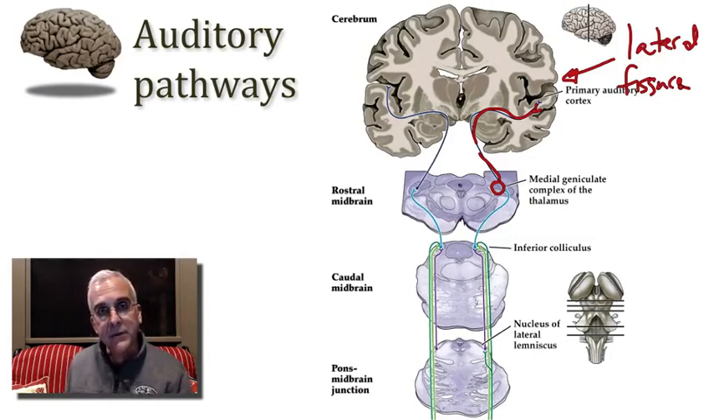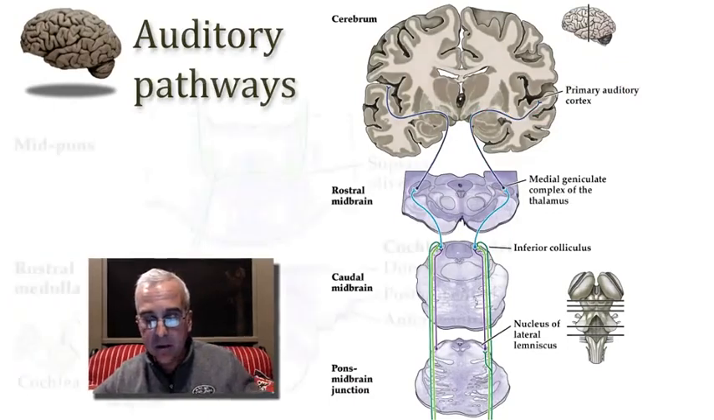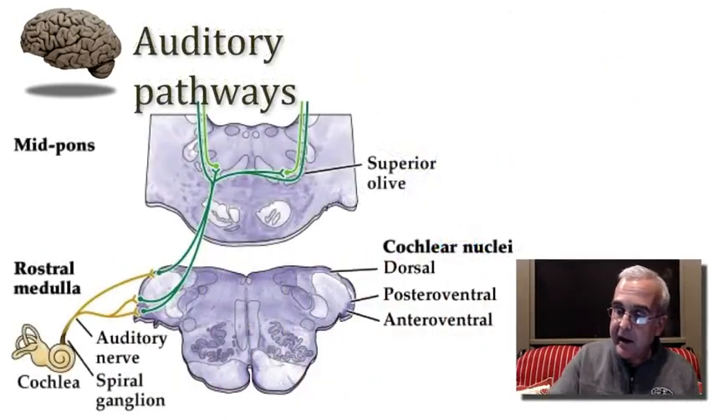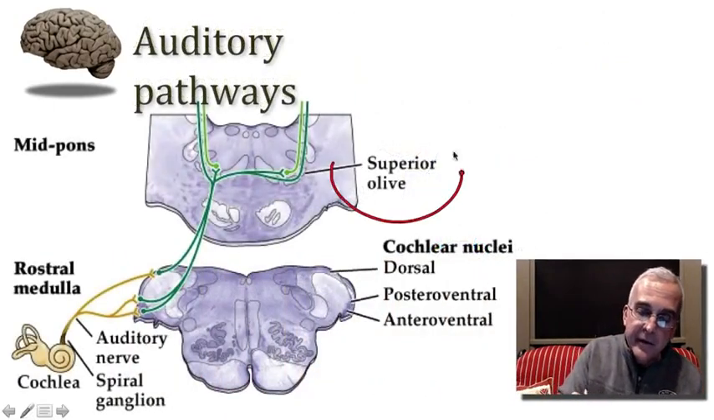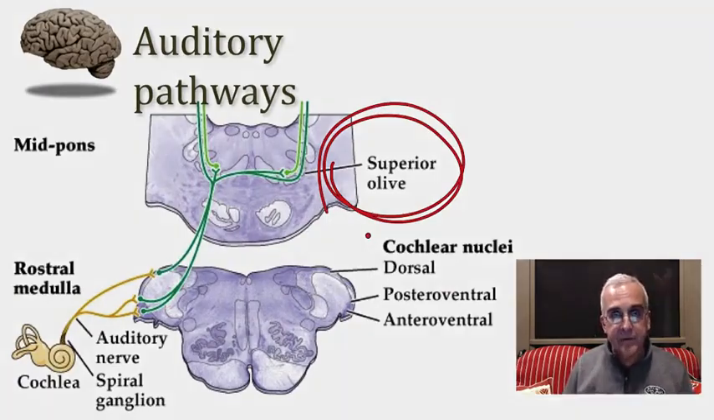At this point, what I'd like to do is return back down this pathway to the level of the lower pons, and I'd like to talk a little bit about these very interesting computations performed in the superior olivary nuclei that help us to localize the source of sound in space.